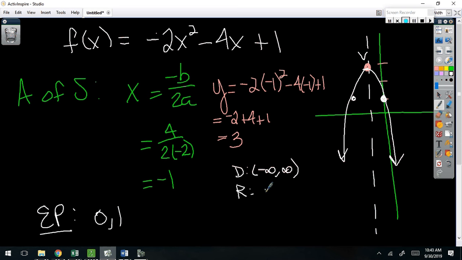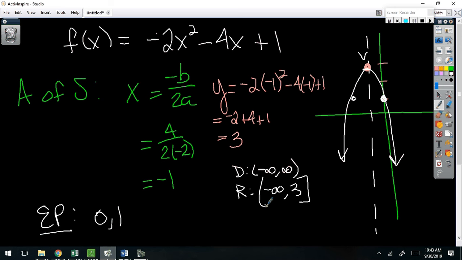Good job. Listen to this question very carefully. What is the maximum value of the function? 3 at -1. What is one number? What is the maximum value of the function? 3. Where does the maximum value occur? At x equals -1. Good job, y'all. I'm so proud.